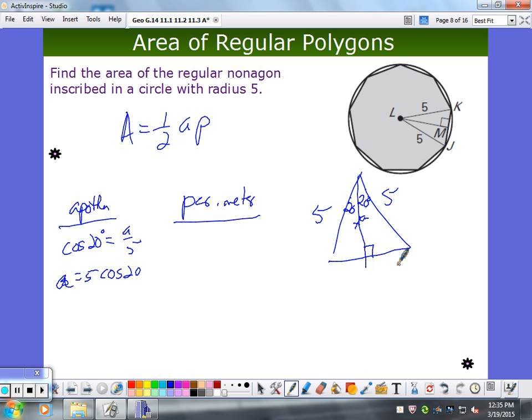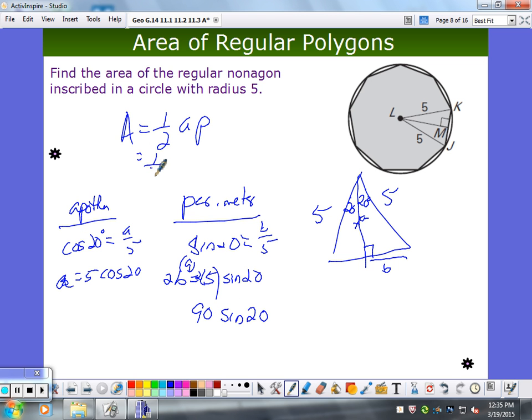When you're working on perimeter, now I have to find one of these little pieces. So I call that B, whatever you want. The sine of 20 is B over 5. So B is 5 sine 20. But I want 2 of them. So this becomes 2 of that. Once I've got 9 of them, I have to multiply by 9. So 90 sine 20 will be the perimeter.